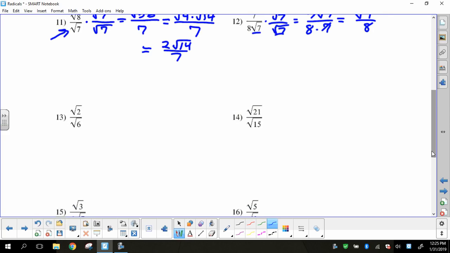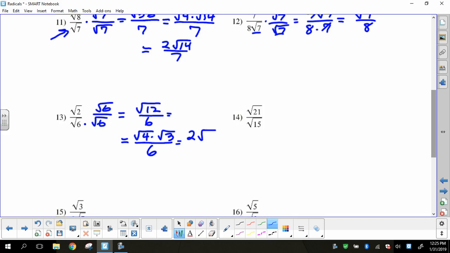Number 13, we're going to multiply by the square root of 6 over the square root of 6. That's going to give me the square root of 12 in the numerator and 6 in the denominator. Now 12 has a perfect square factor of 4, so we want to factor that out and write that as 2 times the square root of 3 over 6.